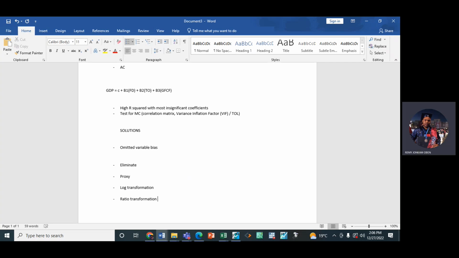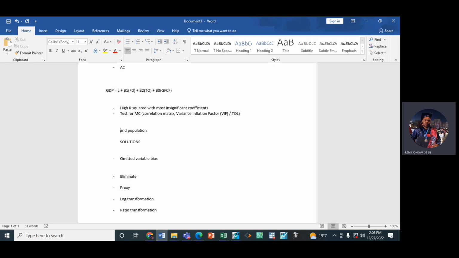What do I mean by ratio transformation? Like you can combine variables. Let's assume two of the problematic variables are, let's say, GDP and population. Let's assume in your model, sorry? Yes, but GDP is dependent, okay.